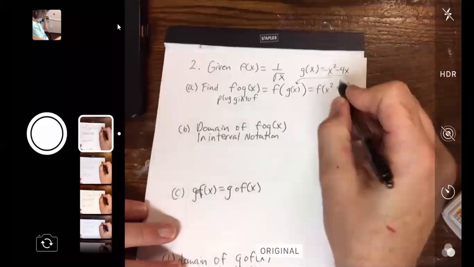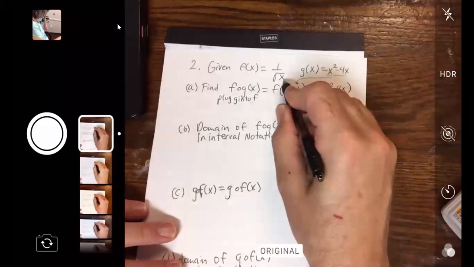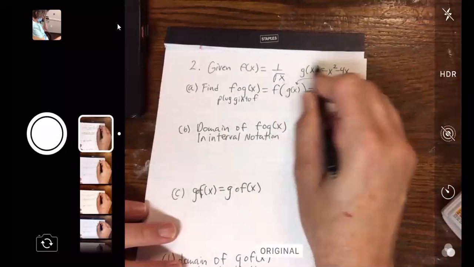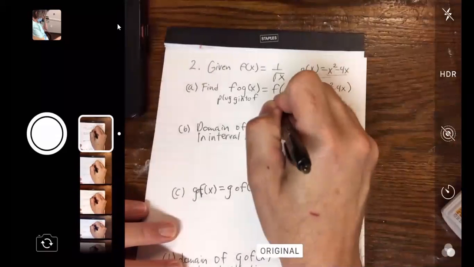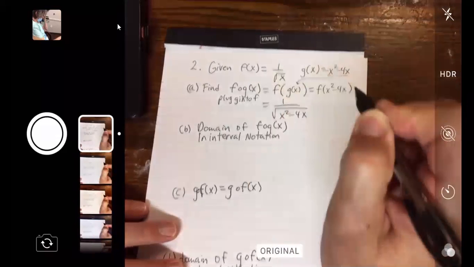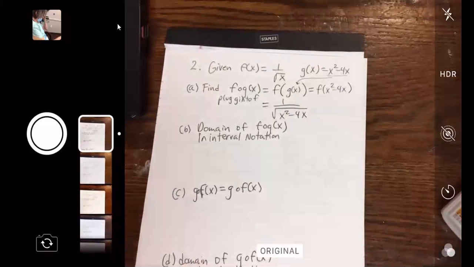And then that's going to stick this formula in where the x is in f. So in effect, I've plugged g into f. And that's going to give me 1 over the square root of x squared minus 4x. Questions about that? No. Okay. So then we asked for the domain.